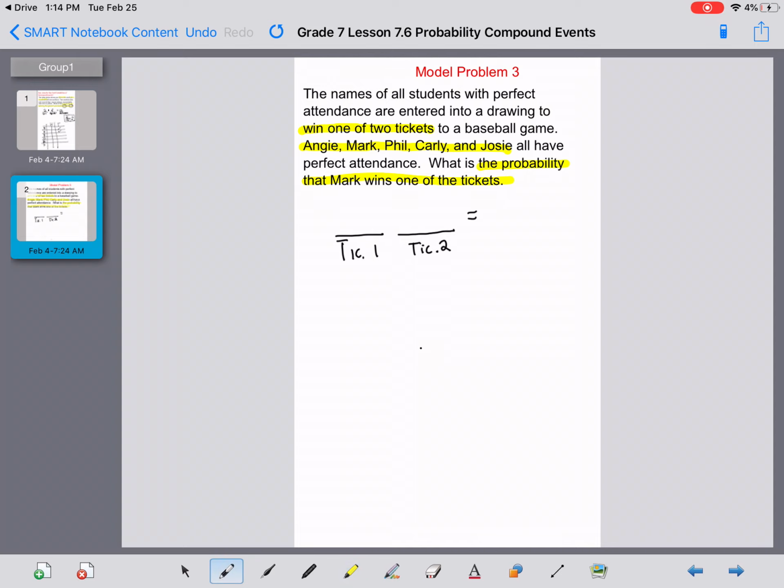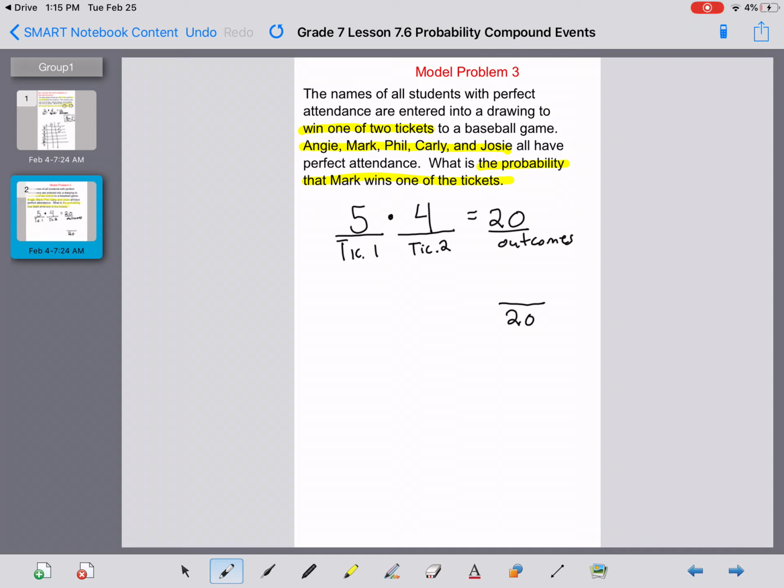So for ticket 1, there are 5 total possible people that can win it. For ticket 2, however, once that first person is picked, that person cannot win the other ticket. So there are only 4 possible people that can win the next ticket. So 5 times 4 is 20. So there's a total of 20 outcomes. So I know my denominator is going to be 20.